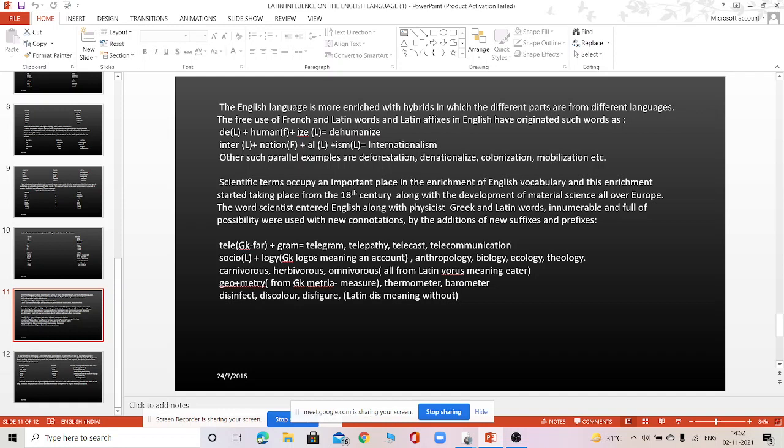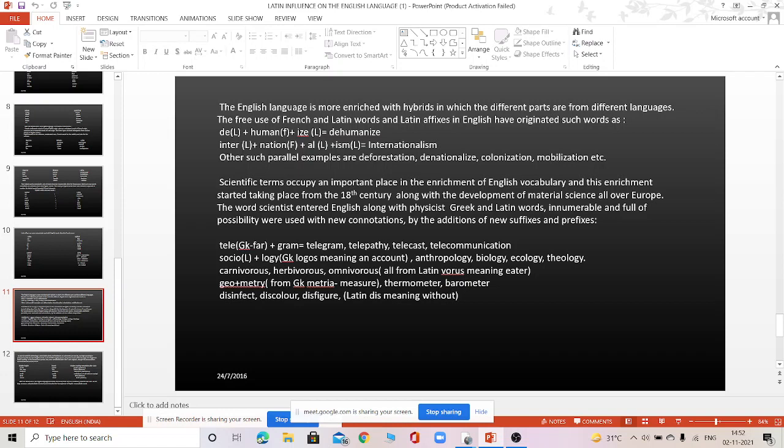Scientific terms. We now come towards the end of our presentation. Let us move on to the scientific terms. They occupy an important place in the enrichment of English vocabulary. This enrichment started taking place from the 18th century, much later, along with the development of material science all over Europe. Along with the advancement of science, these scientific terms started to come in.